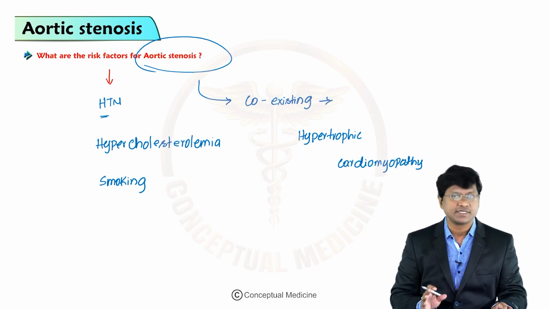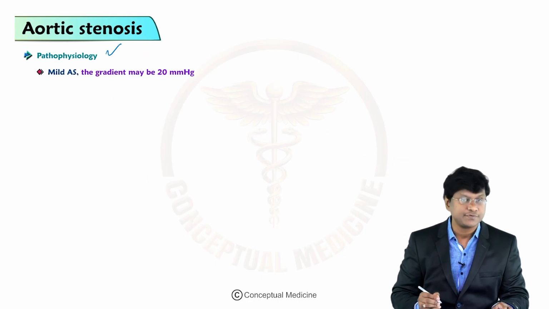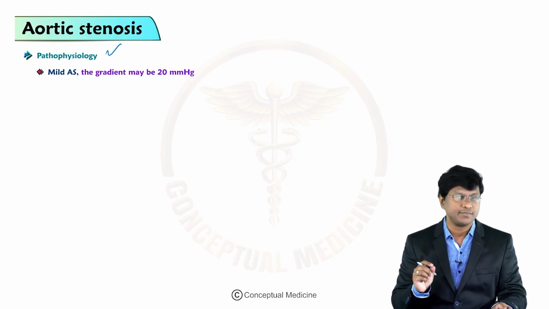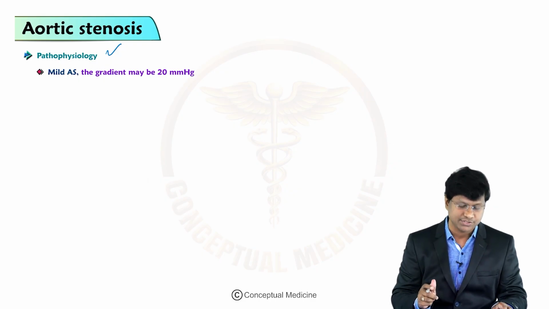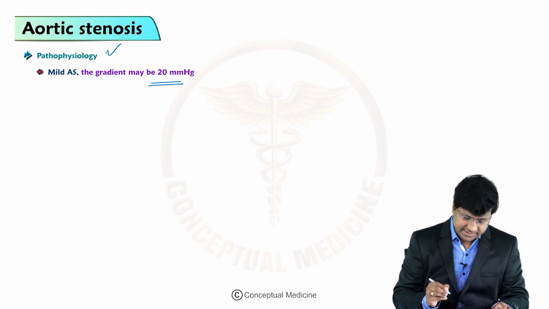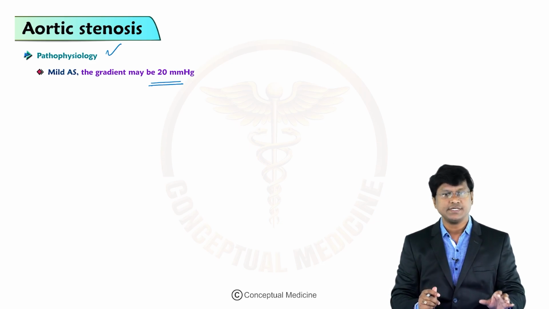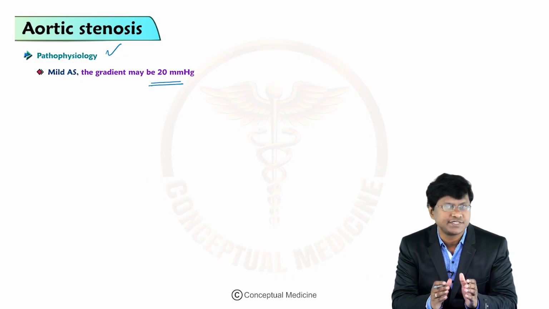Now, after having discussed the etiology as well as the risk factors, let me discuss the pathophysiology of aortic stenosis. We have a terminology called mild aortic stenosis. In patients with mild aortic stenosis, the gradient is around 20 millimeters of mercury. Now let me discuss what exactly this is. When the aortic valve becomes stenotic, it creates a pressure gradient between the left ventricle and aorta.